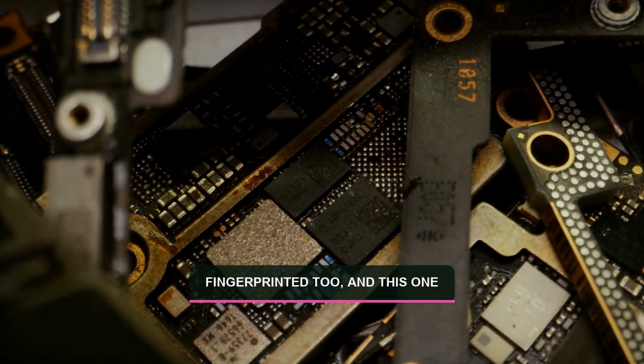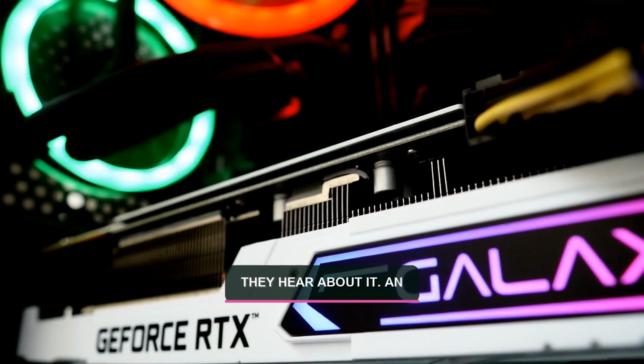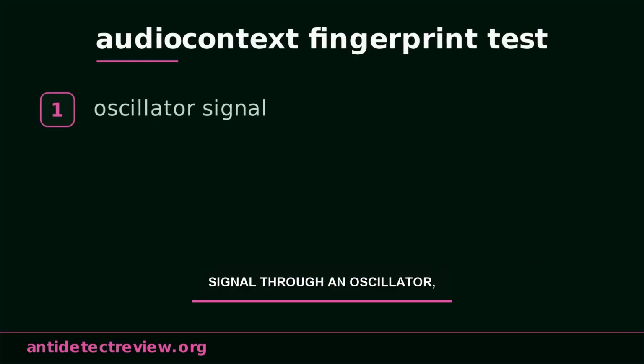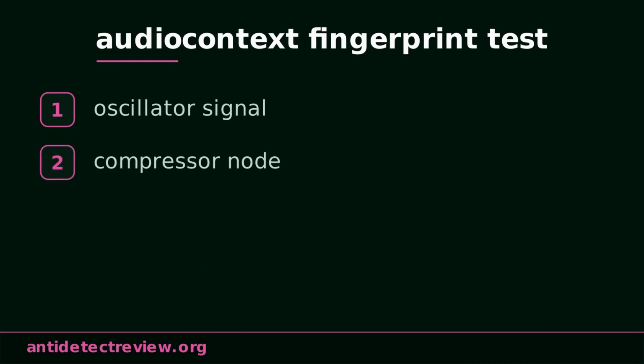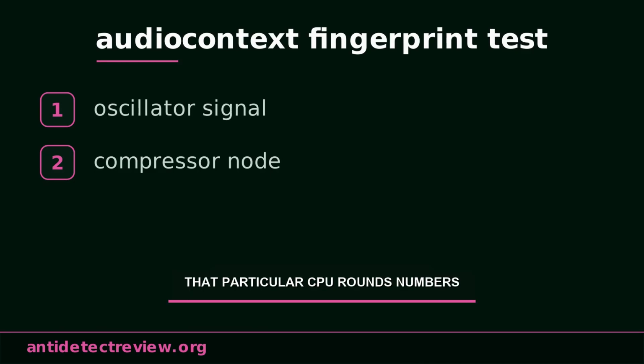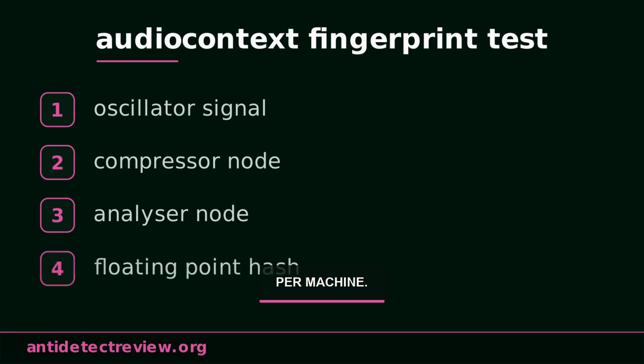Audio hardware gets fingerprinted too, and this one surprises people the first time they hear about it. An audio context test runs a signal through an oscillator, a compressor, and an analyzer node, and the floating point values that come back depend on the specific audio hardware, the drivers, and even how that particular CPU rounds numbers during the calculations. It sounds like an odd thing to fingerprint, but it's remarkably stable and repeatable per machine.